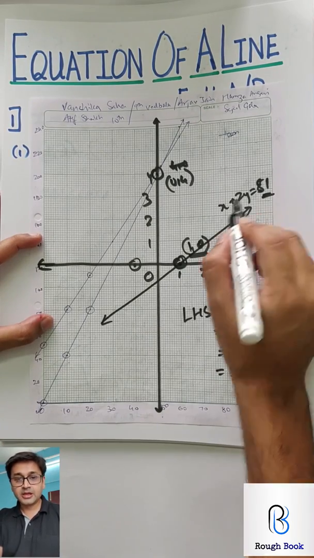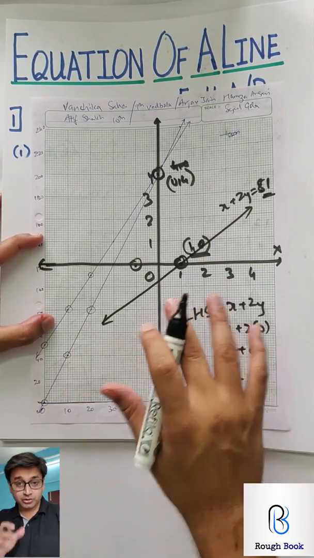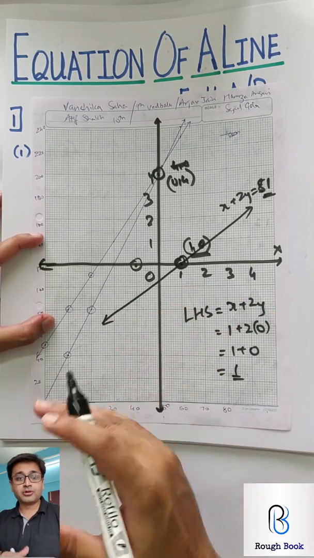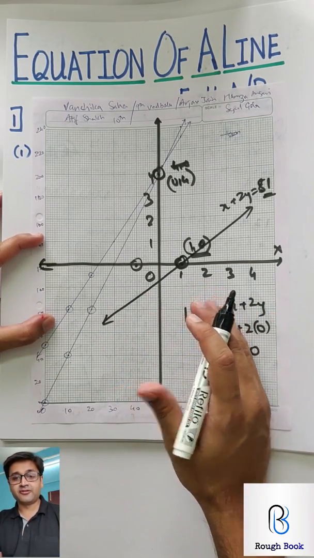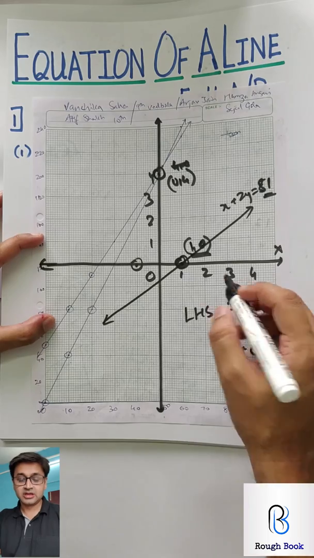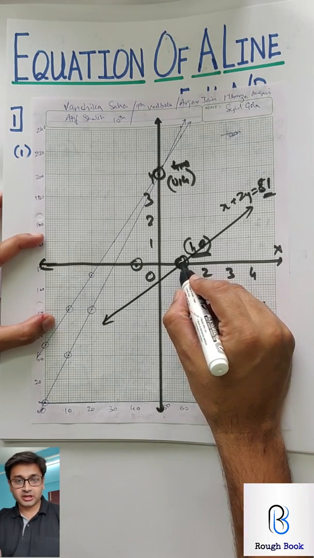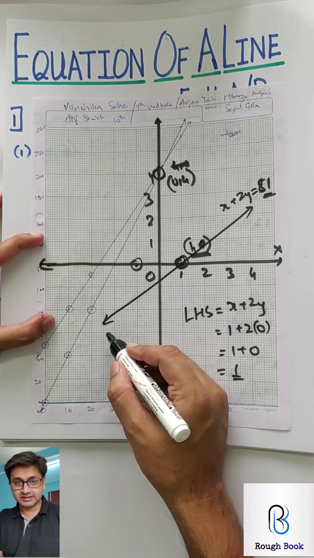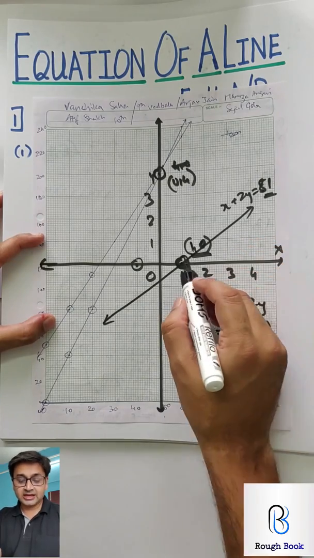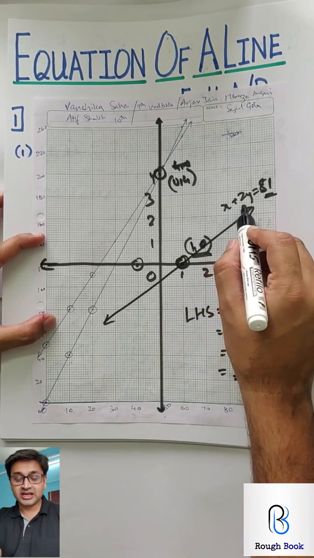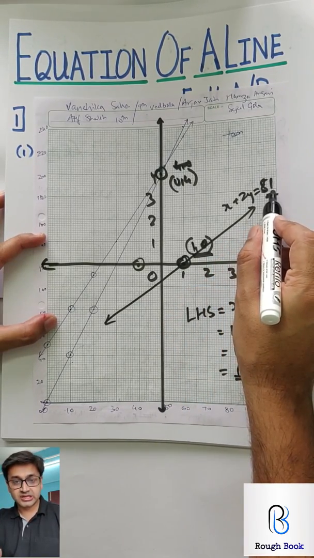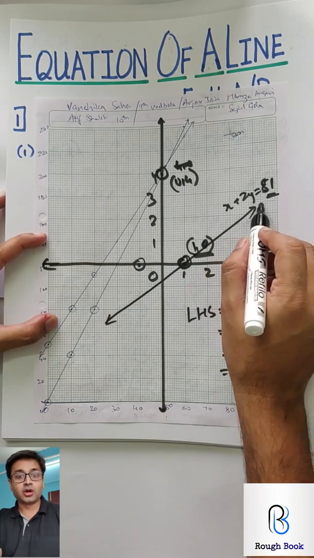What did you understand? Basically, we are not going to use graphs over here, but we are going to use the properties of graphs through theoretical methods. We are trying to find whether a particular point is lying on the line or not. If it lies, the point will satisfy the equation, with the LHS matching the RHS. If it doesn't lie, then it will not match.